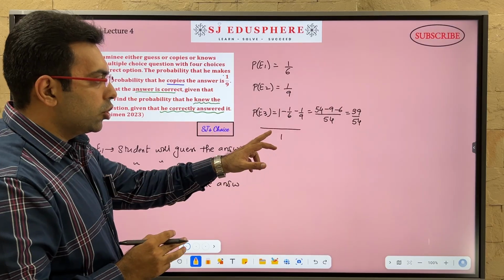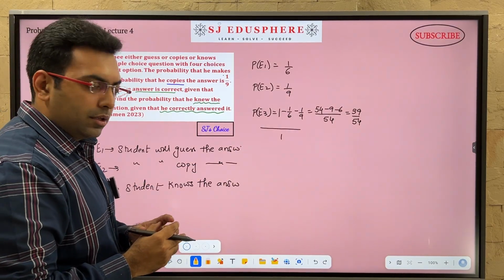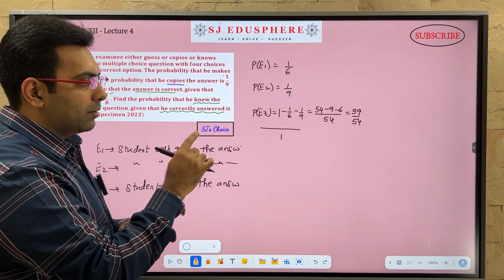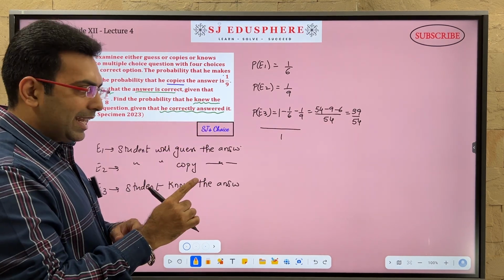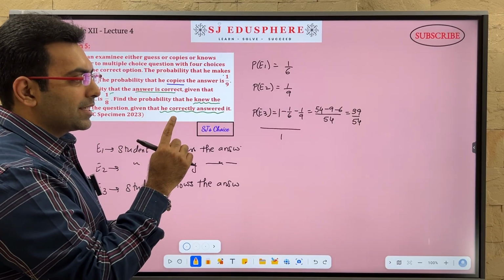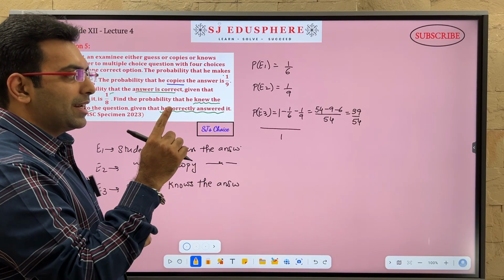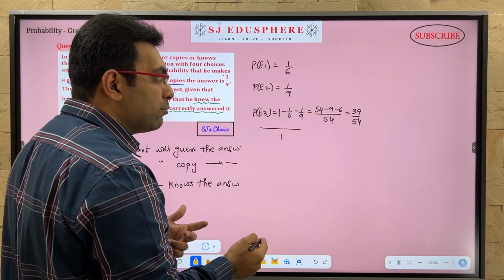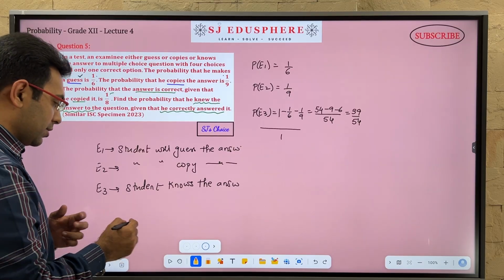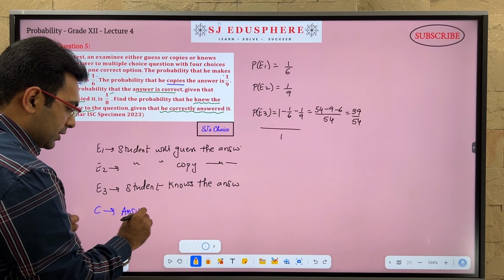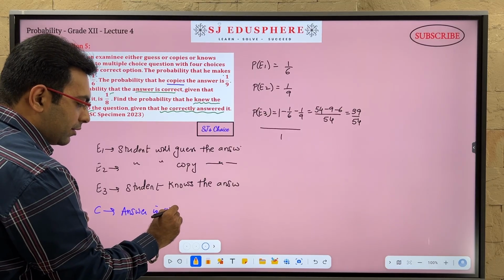I repeat, your total probability is 1. So I will say over here 1 minus 1 by 6 minus 1 by 9. The LCM for which is 54. So 54 minus 9 over here is 45 minus 6 is 39. Now, your main aim over here is to get the right answer. So C is that answer is correct.